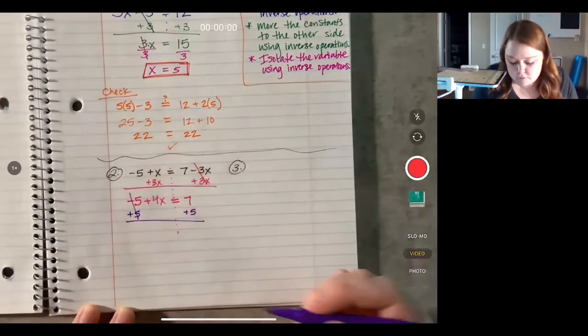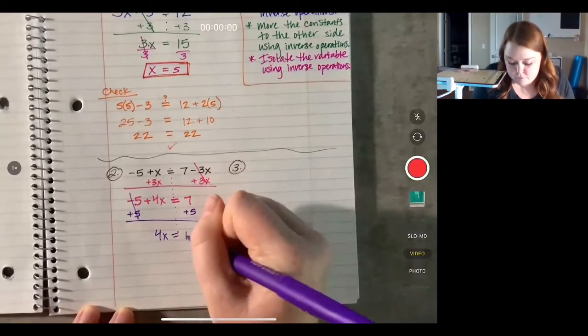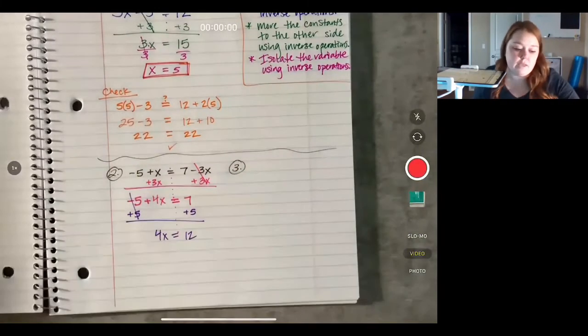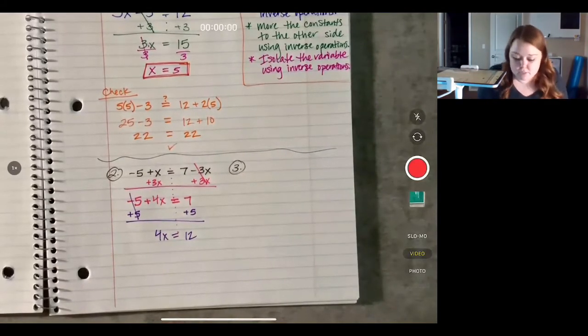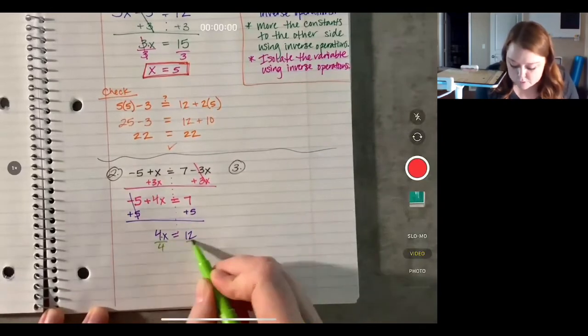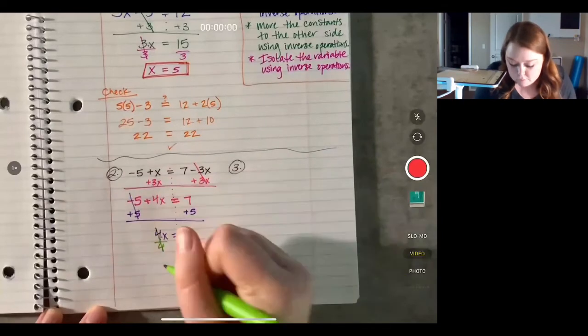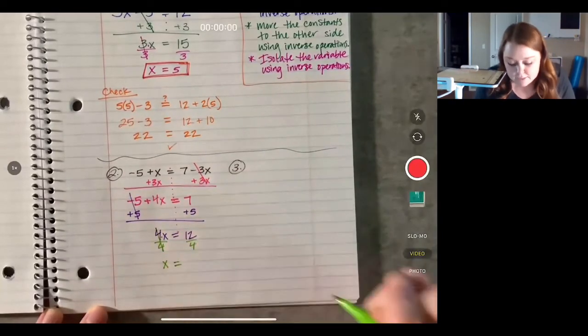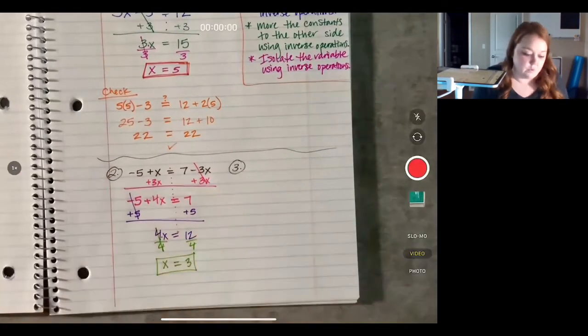The 5's cancel. I'm left with 4x. 7 plus 5 is 12. And then there's just one last move. We got to isolate that variable using inverse operations, of course. X is times by 4, so what are you going to do? You're going to divide by 4 on both sides. Keep it balanced. 4 divided by 4 is 1. 1x is just x. 12 divided by 4 is 3. X equals 3.